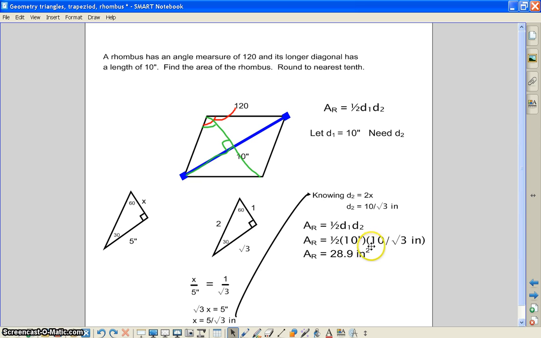1/2 of 10 times 10 over square root of 3. Using my calculator, I found the area of the rhombus to be 28.9 inches squared. And don't forget square inches, because it's inches times inches. Practice these on the lesson. Come back if you need more help.